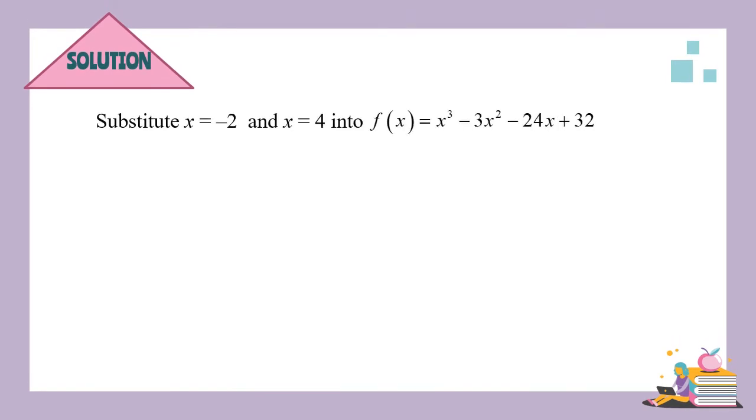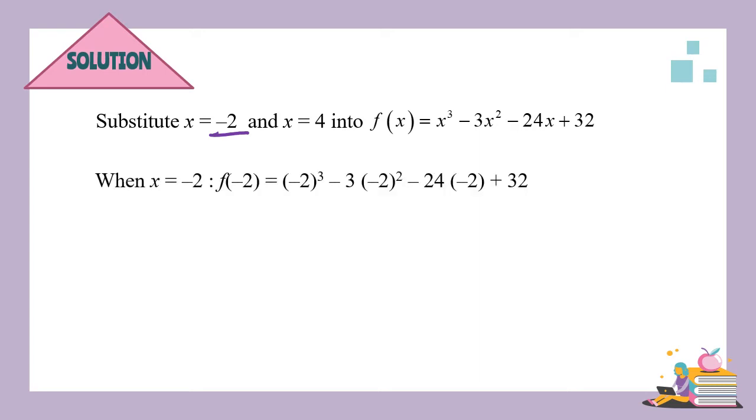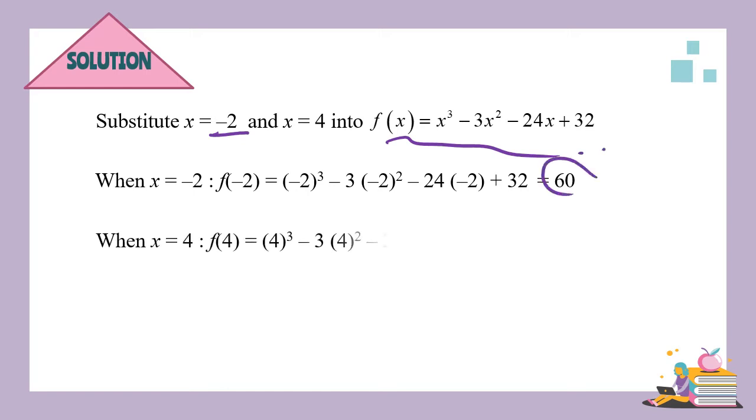We need to find the critical points. Because we have only x now, we need to find what is f of negative 2. So we substitute negative 2 into the original function f(x), and we get 60. And when x equals 4, we get f(4) equal to negative 48.